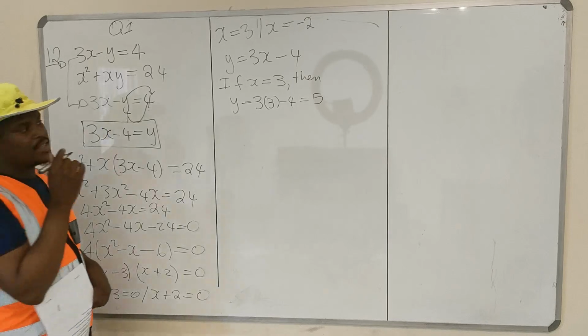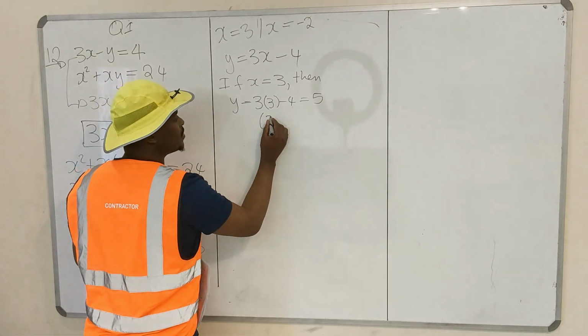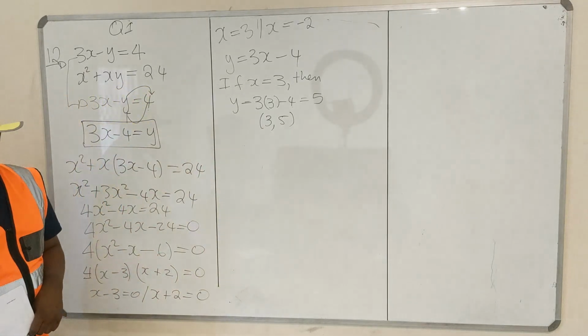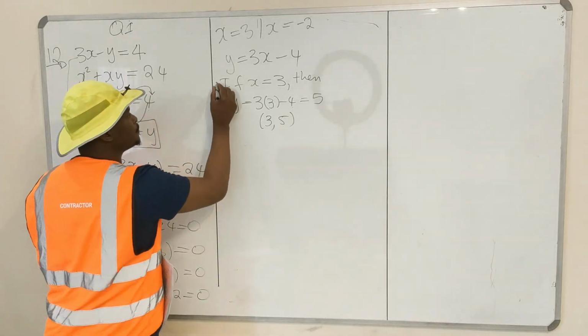All good? Yes. Then, which means your coordinates are what? They are 3 and 5. Go to the next one.